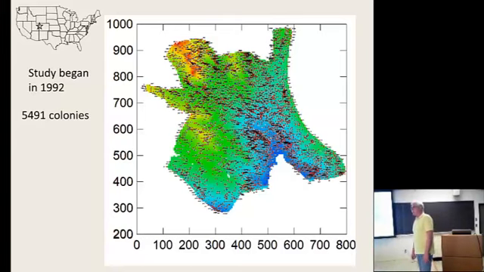We began this study in 1992, so we're now about 23 years into the study of this population. This is a map of the study site, which, this is in meters, and so it's about an 800 by 800 meter area. The colonies are given as these dots here. So there's a lot of colonies.